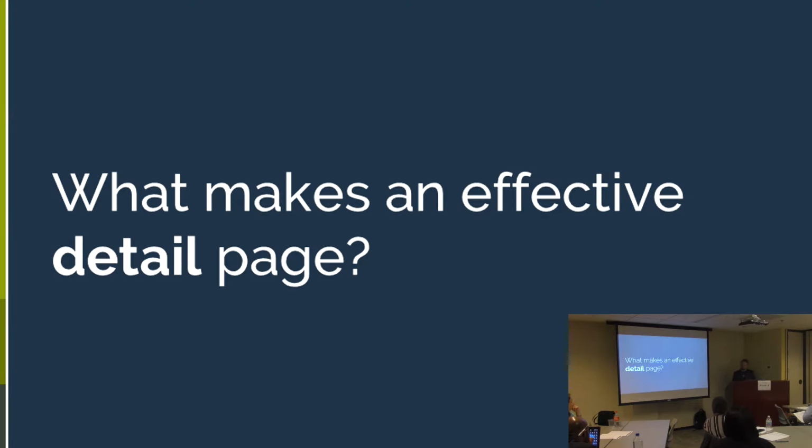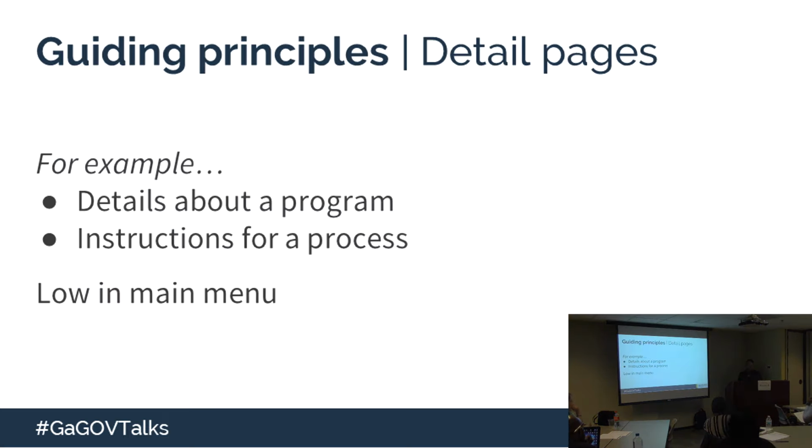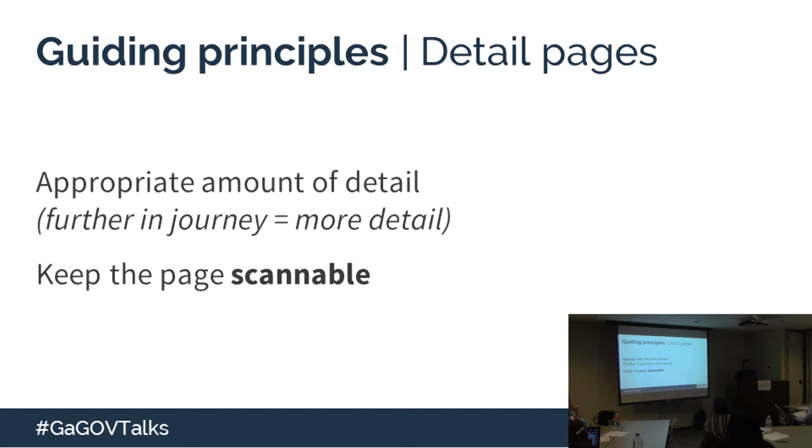So, then what about detail pages, right? What makes for an effective detail page? Your detail pages are going to be about a specific topic or about a program or process, right? These pages tend to show up lower in the main menu, if at all. These are your deep pages, your deep links within the website. You want to provide enough detail, but not drown your users.